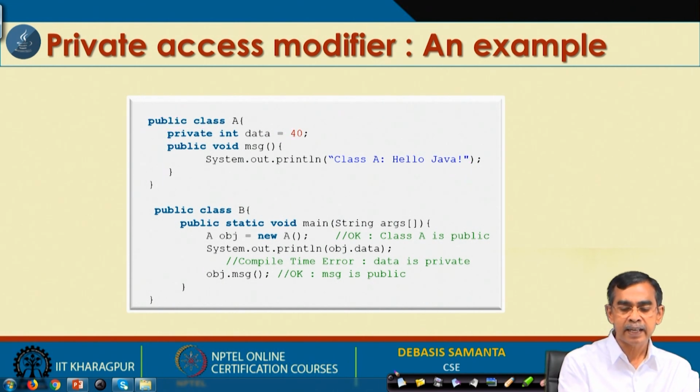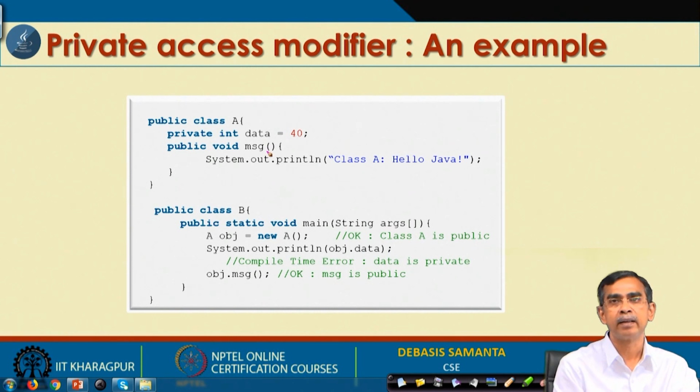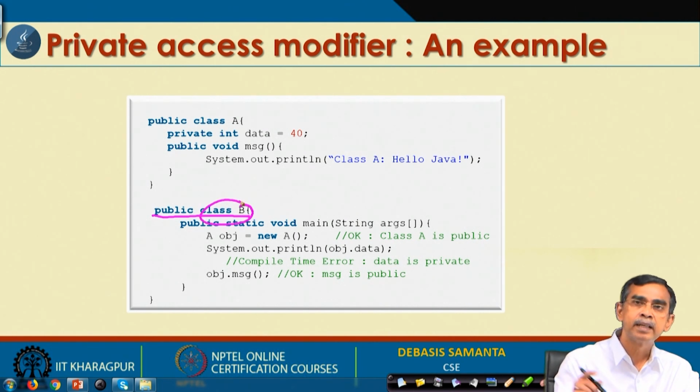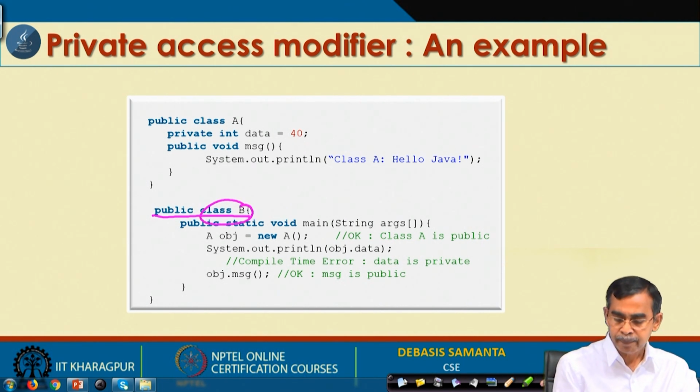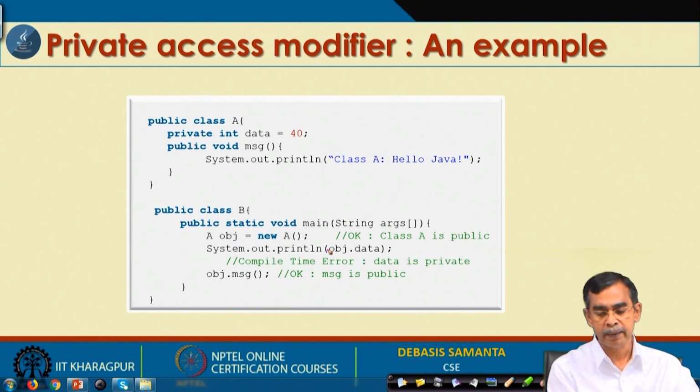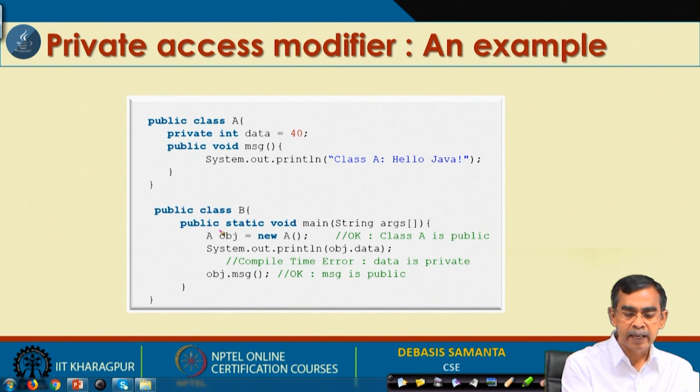Now, let us consider class B, maybe in the same file. If it is in a different file in the same directory or subdirectory, it is equally applicable. Anyway, this class B is also declared as public, that means this class can be accessed from any other class. Let us say the whole program is saved in one file called b.java. As it is a public class, we can create an object. Because public is accessible, no problem.